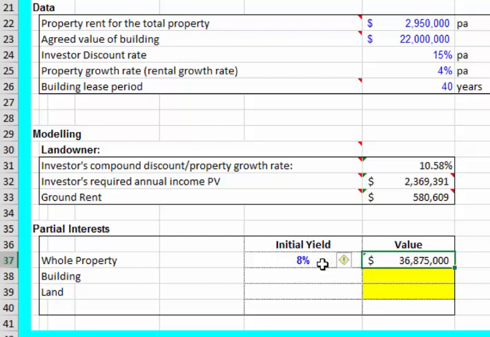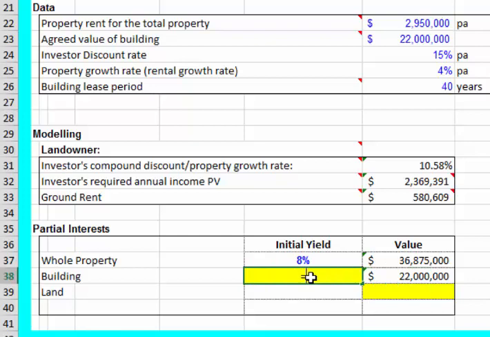Okay, so if we capitalize the property rent, $2.95 million by 8%, we get $36.875 million for the property. We can do a similar thing to the building, at least in terms of working out what the effective yield is, because we're going to just import the agreed value of the building, so that's data.